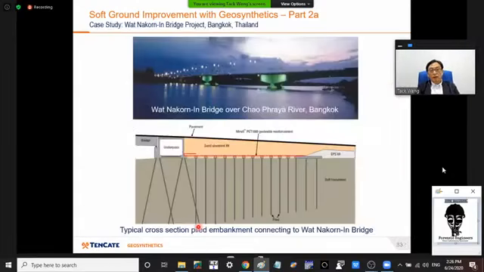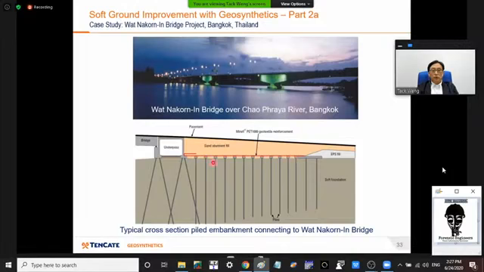Now I will go on to show two case studies. One is in Bangkok. Some bridges were built over the Chao Phraya River at Wat Nakhon Inn site, and these are all on piles, including the bridge abutment.